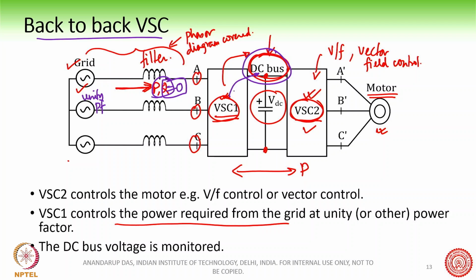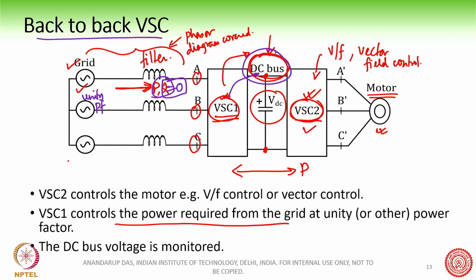But VSC1 monitors the DC bus, and if it sees that the DC bus is falling, it will ask for more P from the grid. If the DC bus is rising, then it will say, okay, I do not require so much P, let me reduce the value of P.